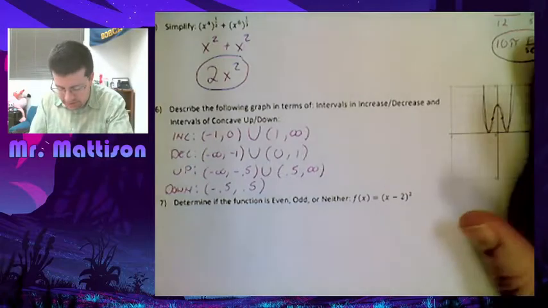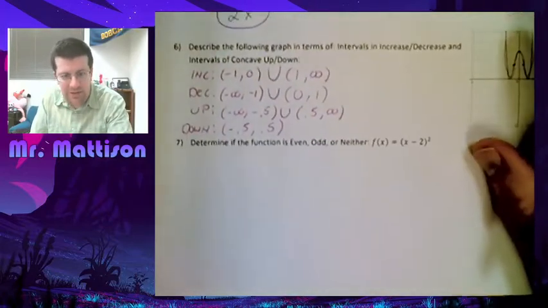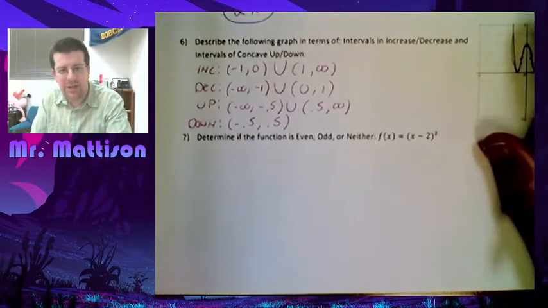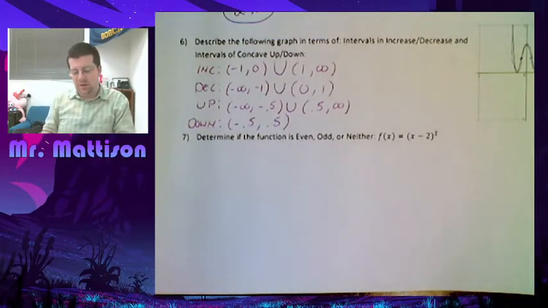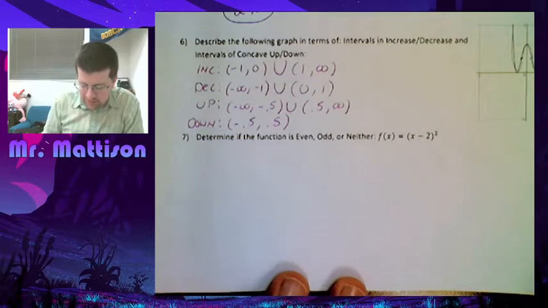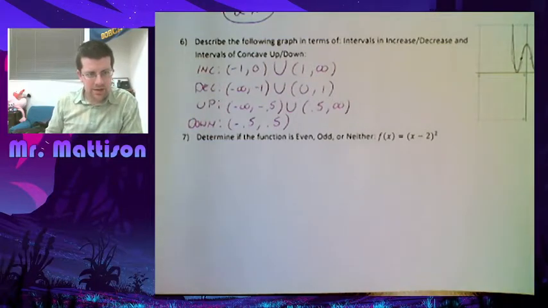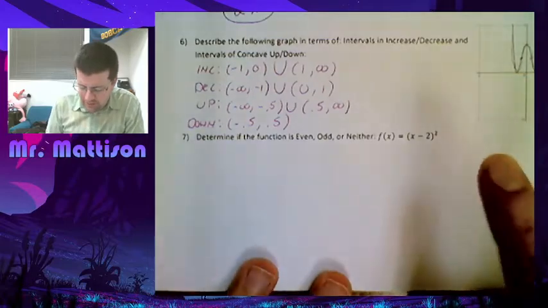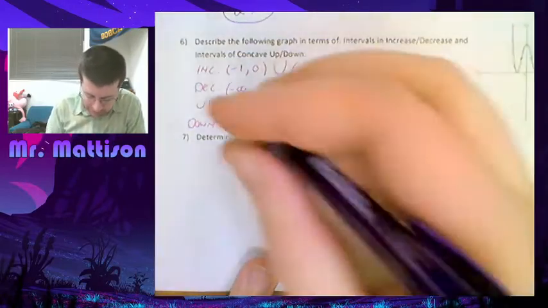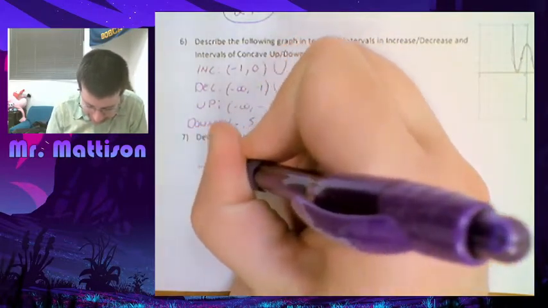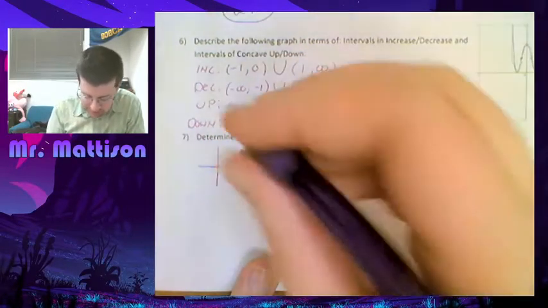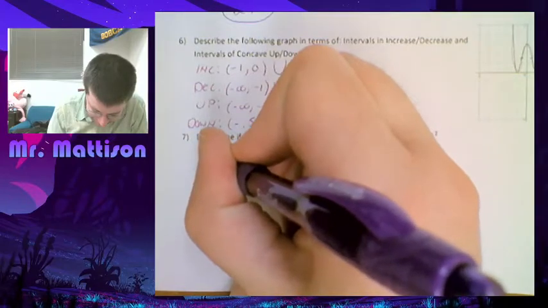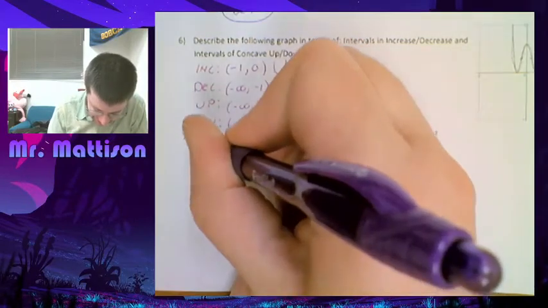Then down here on number 7, we're trying to determine, is this function even, odd, or is it neither? So you can sketch out graphs of these. And that's kind of an easy way to do it, or you can do it the algebraic way. If I do a graph, I would say this would look like a parabola being shifted to the right 2. So it would look something like that, right?